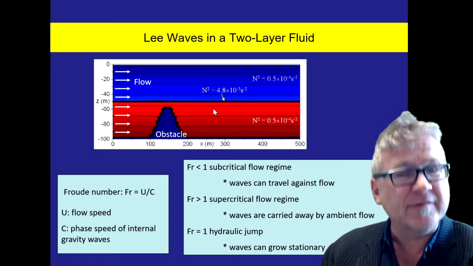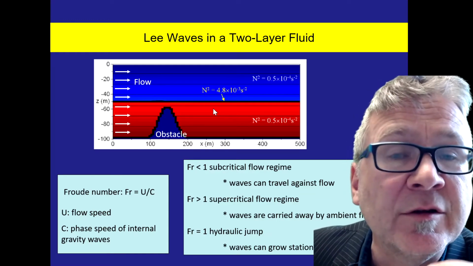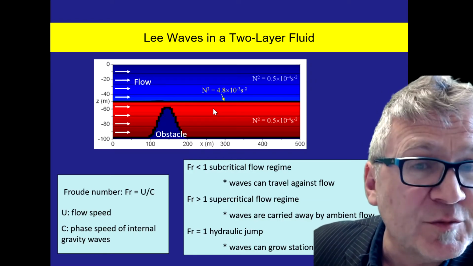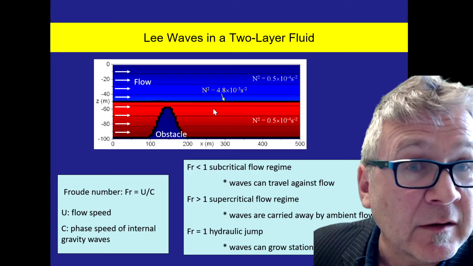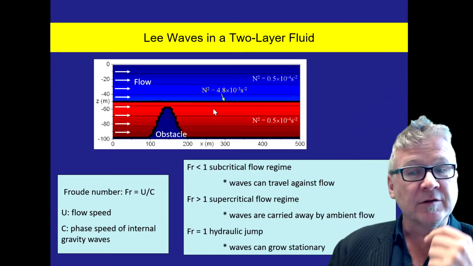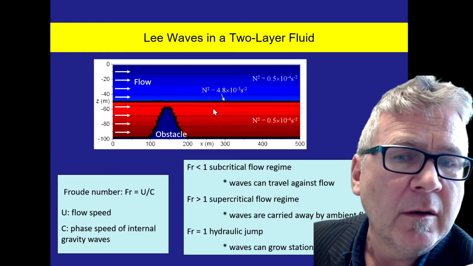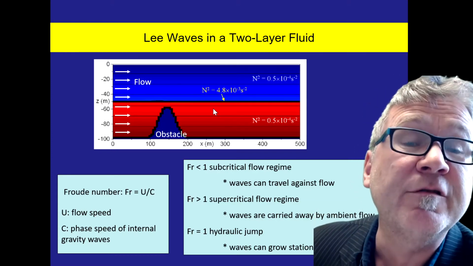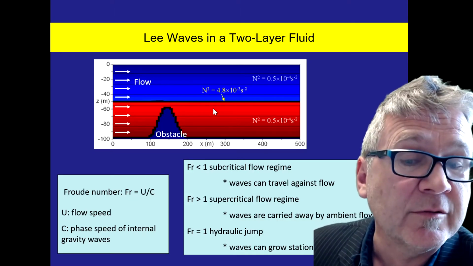So now what happens in this fluid, in this configuration, depends on the ratio of flow speed to phase speed of the wave. Compare them. It's called the Froude number. Froude number, it's defined here on the left side. Okay, and you can have different regimes. You have two different regimes and one transition point.